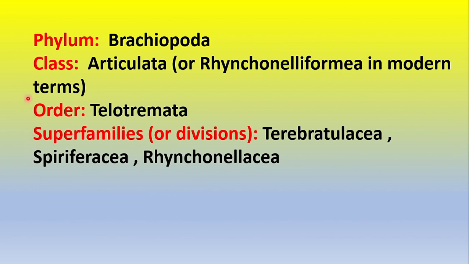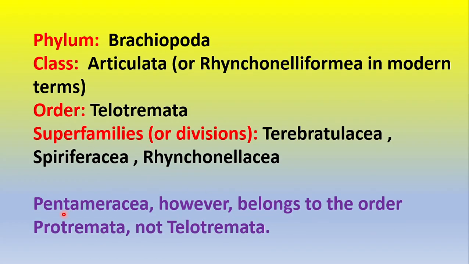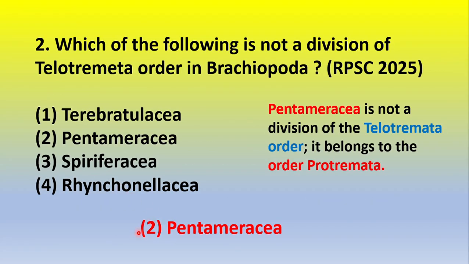So we already know the phylum is Brachiopoda. Actually, Brachiopoda is a phylum, and the class of Brachiopoda is Articulata. The order is Telotremata, and the superfamilies are Terebratulacea, Spiriferacea, and Rhynchonellacea. Pentameracea, however, belongs to the order Protremata, not Telotremata. So the correct answer of this question is Pentameracea.